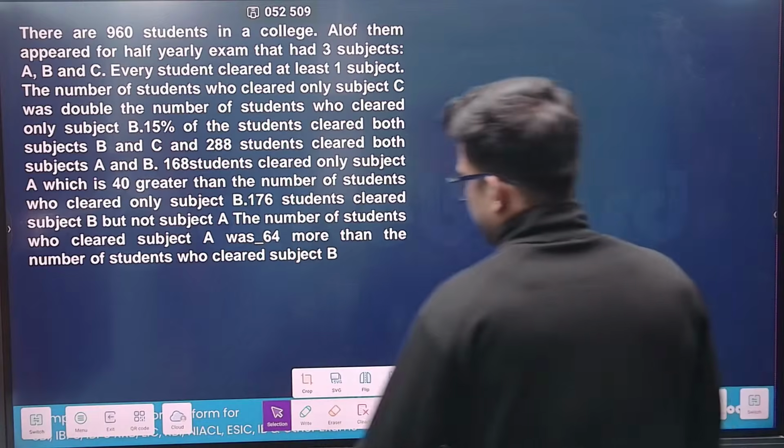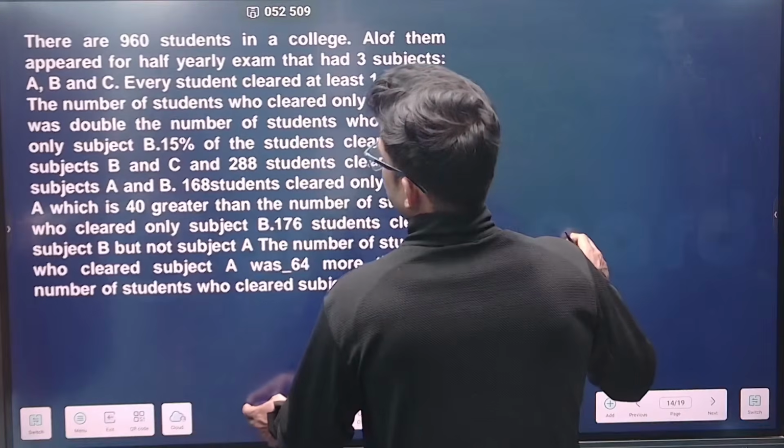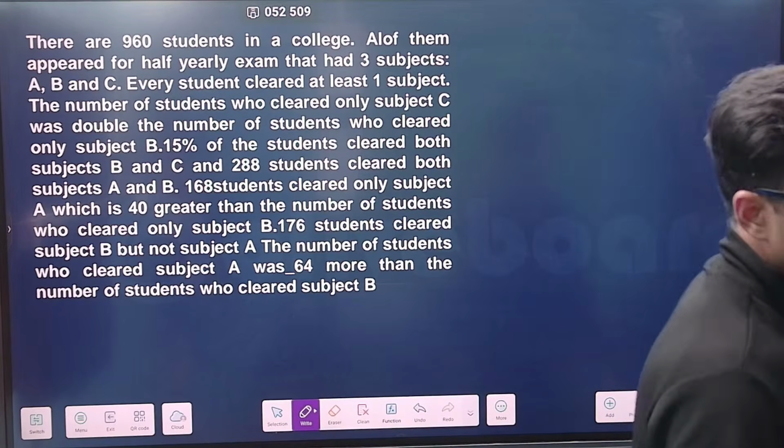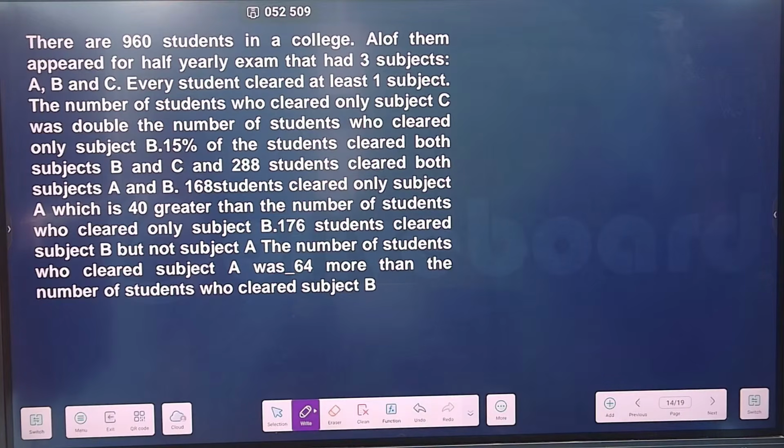So have a look at this question once. Please see this question properly. Please watch and see how you can solve this question.